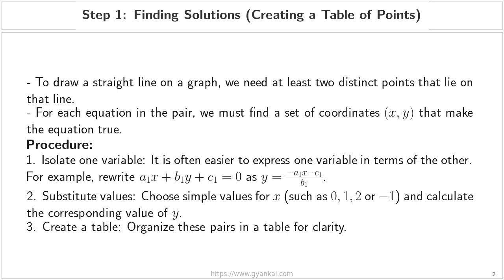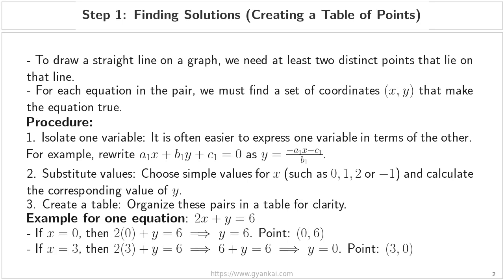Second, substitute values. You don't need to pick random, difficult numbers. Instead, choose simple values for x, such as 0, 1, 2, or even negative 1. Once you pick an x, just calculate the corresponding value for y. Third, create a table. Don't try to keep all these numbers in your head. Organize your pairs of x and y into a clear table so you don't make mistakes when we move to the next step of plotting them. Let's look at a quick example to see this in action.